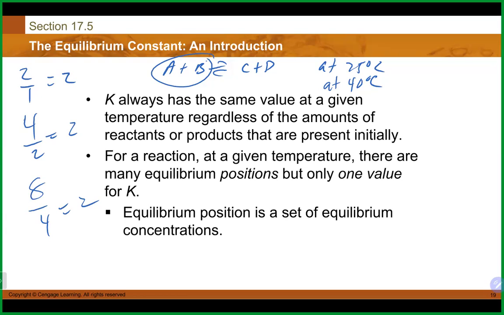Any questions on that? Now, if you were to compare the K value at 25 degrees in 3 different experiments, they would all be the same. At 40 degrees, they would all be the same at 40 degrees, but comparing 25 to 40, they would be different values. Any questions on that?